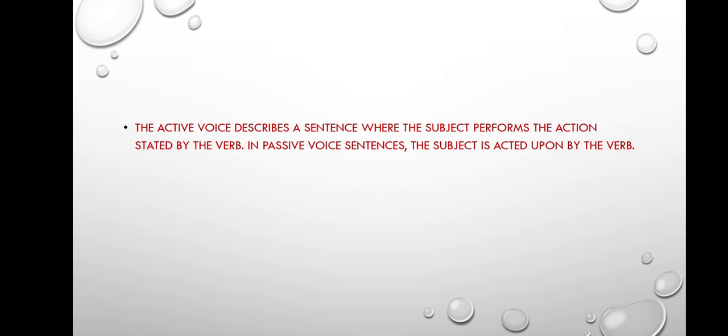The active voice describes a sentence where the subject performs the action stated by the verb. In active voice, the subject does the action and the object receives the action. In passive voice sentences, the subject is acted upon by the verb. In passive voice, the subject receives the action and the object does the action. There are two types of voices, active voice and passive voice.